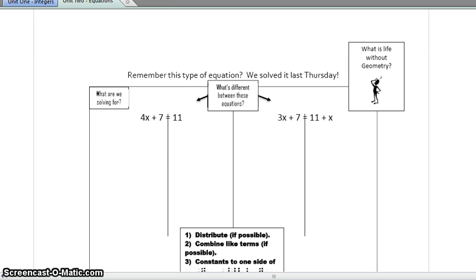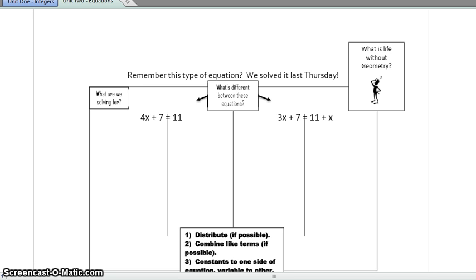Okay, let's take a look. On the left and the right, we have two different equations, but they're pretty close to the same. The only difference is the plus x that we might see on the right side, the 11 plus x. We have a variable on the left and the right side of the equation. What are we solving for? In both cases, we're solving for x. We are trying to isolate x.